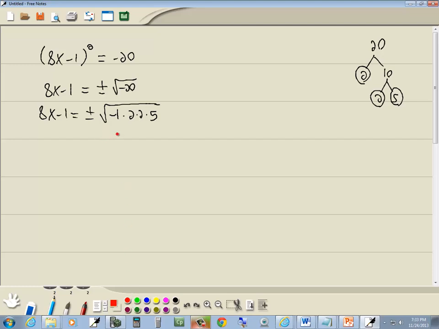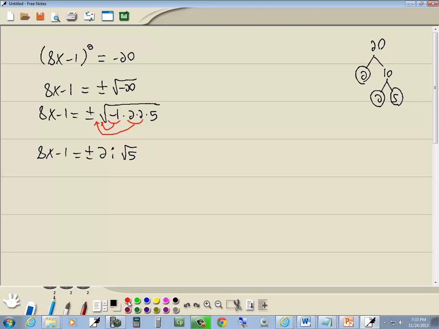Remember, with the square root, we're looking for a pair of somethings. Here's a pair of 2's. They're going to come out in front as a single 2. And this negative 1 will come out as an i. So we'll have 8x - 1 = ± 2i√5.